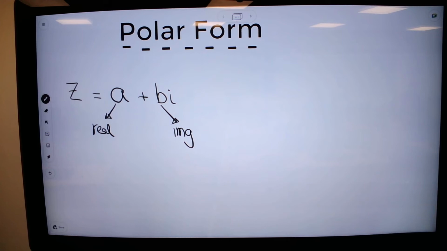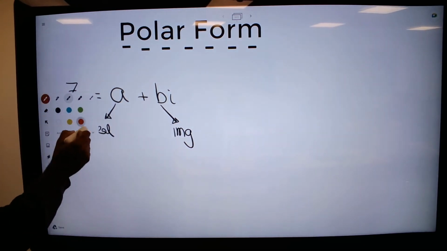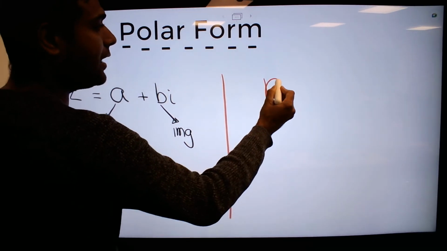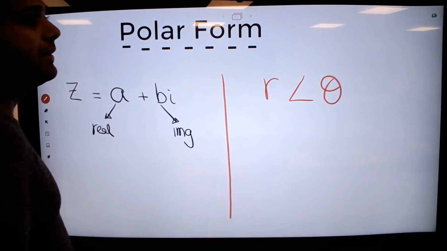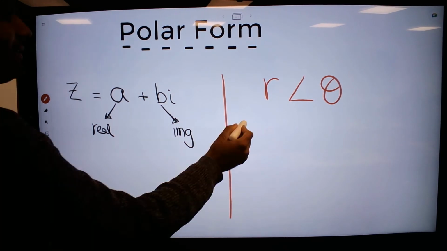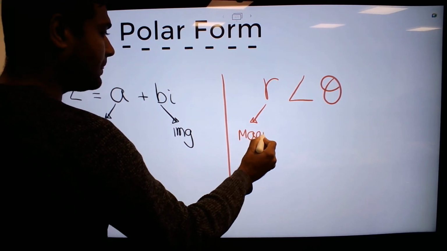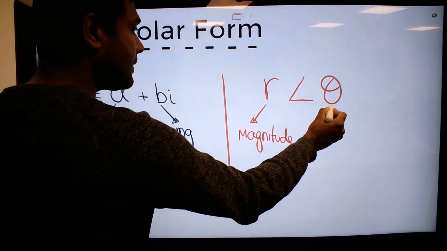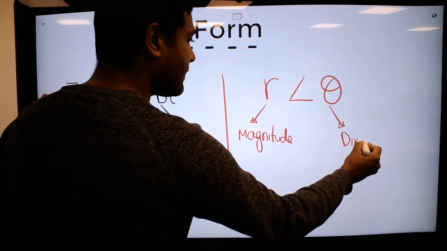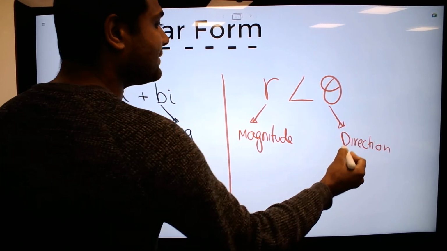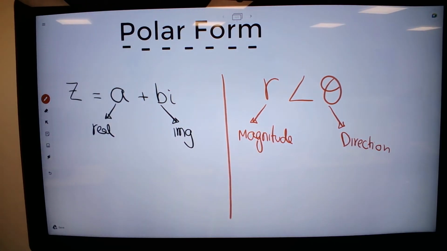Now, we want to find out what a polar form is. The polar form of a complex number is written like that, r angle theta, where r is the magnitude and theta is the direction. Someone just said it's an argument. Yes, argument and direction, they are the same thing. Okay, now let's have a look.